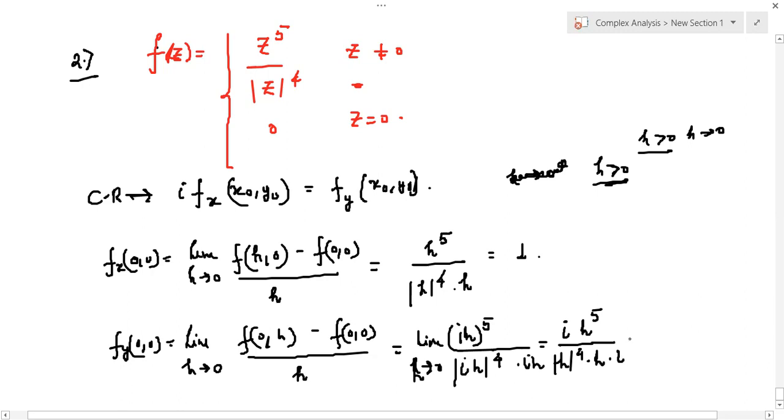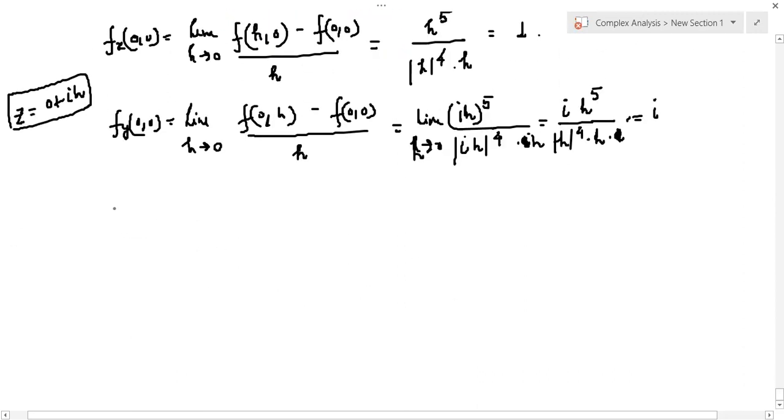Have I made a mistake somewhere? So this was fine: f(0, h) minus f(0, 0) divided by h. Why has this iota appeared? Sorry. Okay, z will be equal to this. So z is equal to 0 plus iota h. But here it was h only, right? So I don't have to use iota here. This is fine. So here I'll get simply iota.